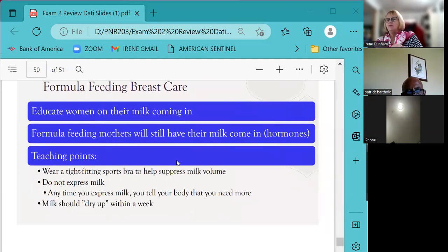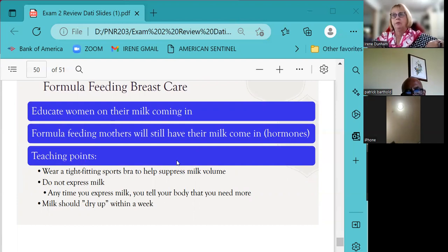When you have a formula-feeding mom, educate them about breast care when the milk's coming in, because the milk is going to come in because they have the prolactin that makes the milk. And then you have oxytocin that lets it down. It's still there. If they're not going to breastfeed, tell them to wear a tight bra, like a sports bra.